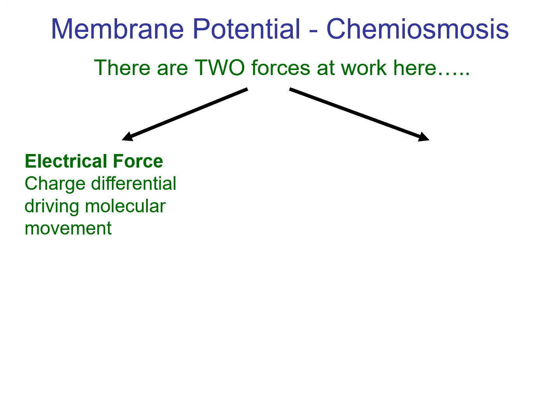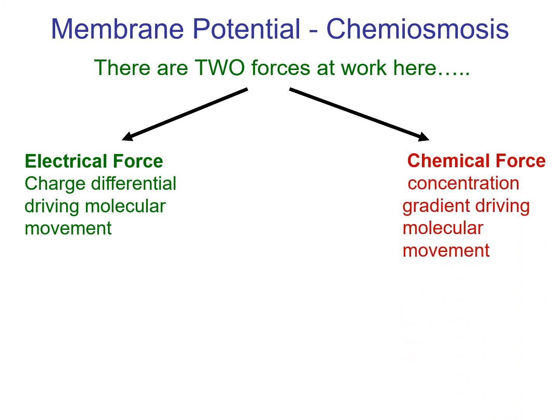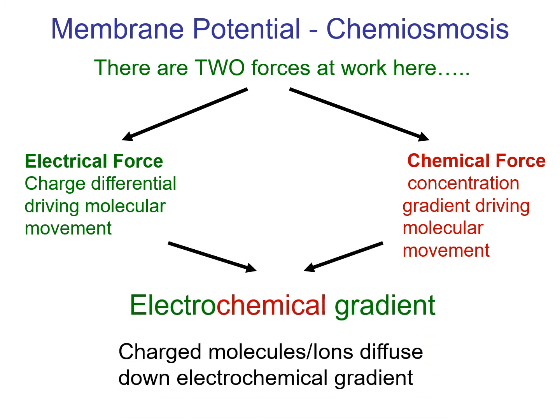The other thing that's going on is we have a chemical gradient. And that's what we've talked about up to this point. When we talked about things moving down their concentration gradient, we're talking about a chemical gradient. So we have both of these forces that could potentially drive the ions across the membrane. And together, we would refer to this gradient as an electrochemical gradient. So charged molecules or ions are going to diffuse down their electrochemical gradient if they have the opportunity to do so.